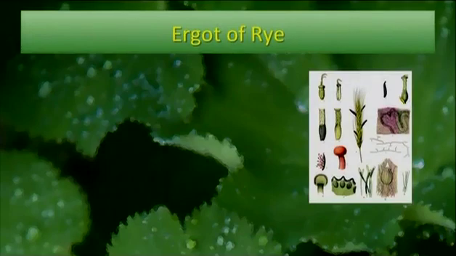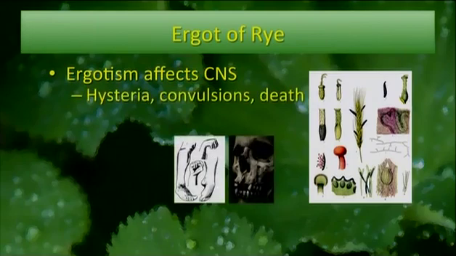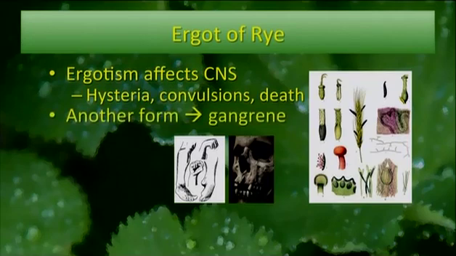Now we're going to talk about ergot rye. It's actually an ascomycete that infects rye plants as well as other plants, and what they call ergotism affects the central nervous systems of people and other mammals. It can cause hysteria, convulsions, and death. There's another form that can cause gangrene.